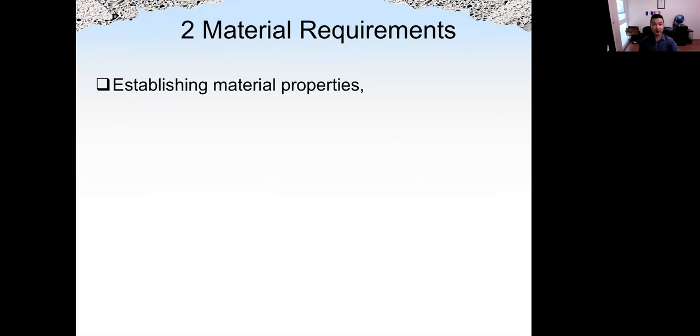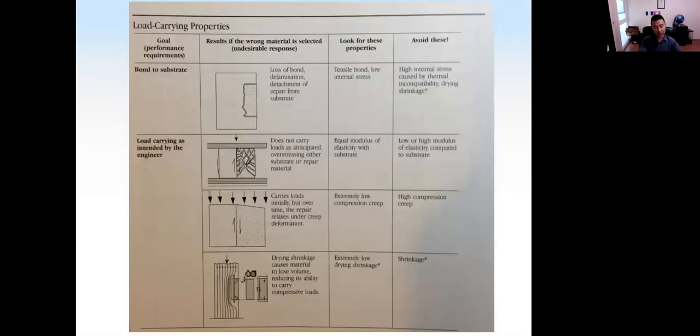And then we need to establish material properties. Here is a table showing us the load carrying properties. What is the goal or the performance requirement? What is the result if the wrong material is selected? What other properties of the materials are important for that performance, and what things do we need to avoid? We can look at some examples. If the goal is to bond to the substrate, like in this case, if the wrong material is selected, we may lose bond or get delamination due to high dry shrinkage, for example.